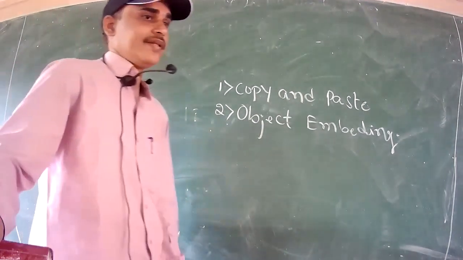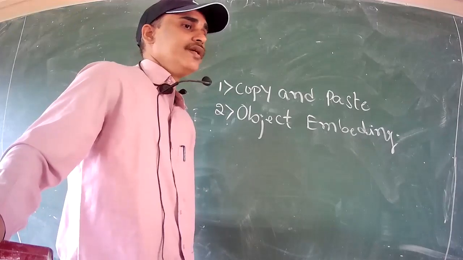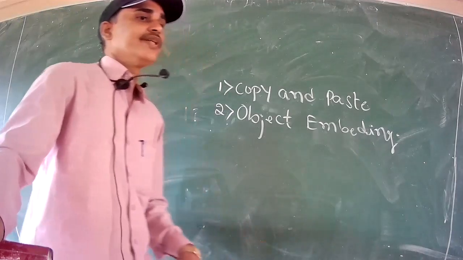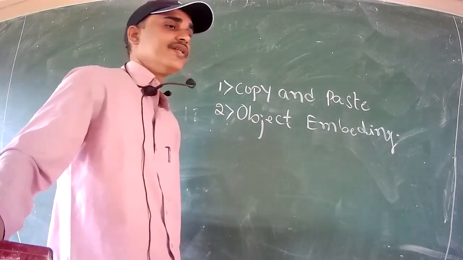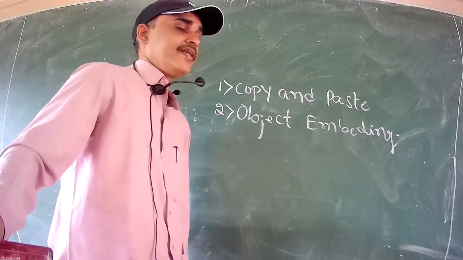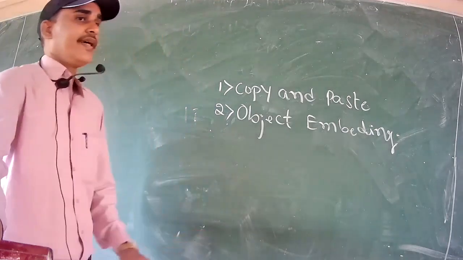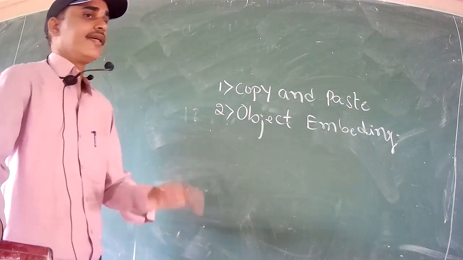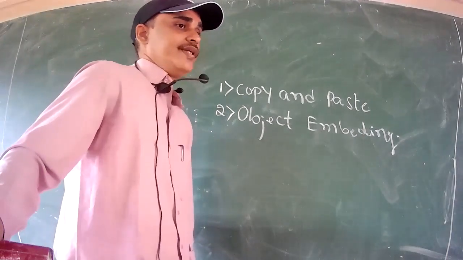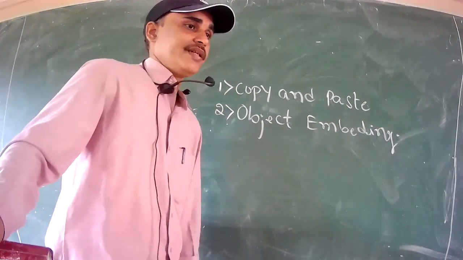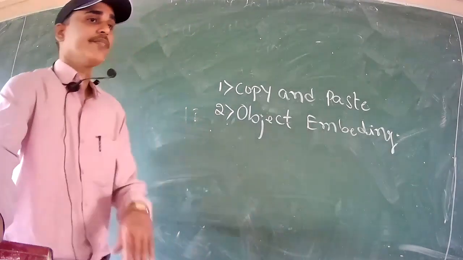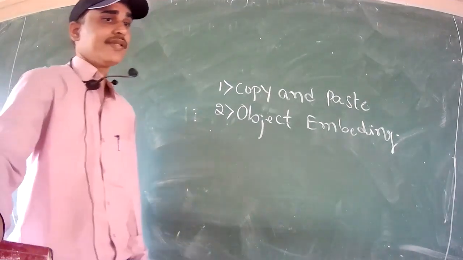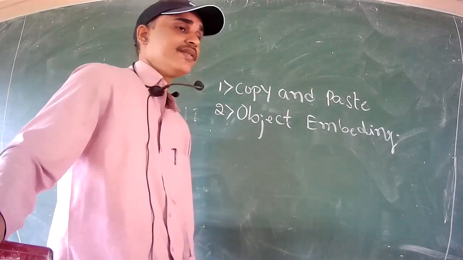That is the difference. After inserting the object, you can do the modifications or changes using the Excel features. And if you save the data, the data is saved in MS Word. It is not reflected in MS Excel. You can use the features of MS Excel to do the modifications, but after doing the modifications, it is saved in MS Word only.